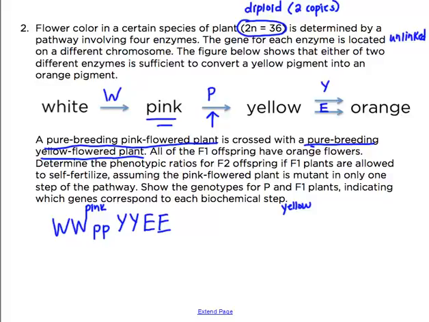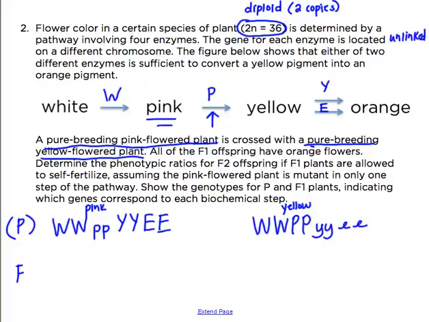So this genotype, we know that they have the W gene product because it can get from white to pink. We know it has the P gene product because it can get from pink to yellow. And then we know that it's homozygous recessive for both Y and E because it can't make either of those enzymes. So we'll draw little y, little e, and that's why those are yellow. So this is the parental generation and their genotypes.